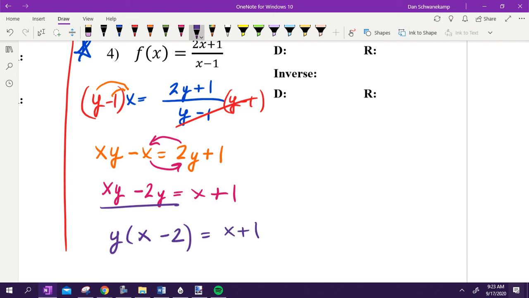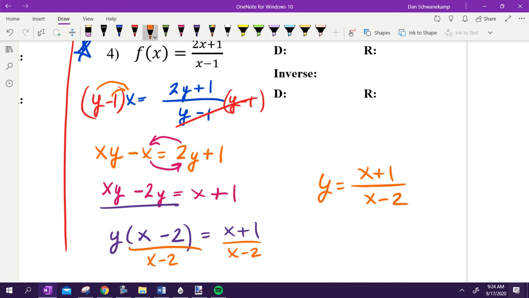By factoring them out, now it's y times something. And now I can get y by itself. How do I get y by itself now? Divide by x minus 2. Good. So my final answer is y is equal to x plus 1 over x minus 2. A little bit tricky there. You got to realize that multiplying or dividing by x didn't help me. So I had to multiply to try to simplify.